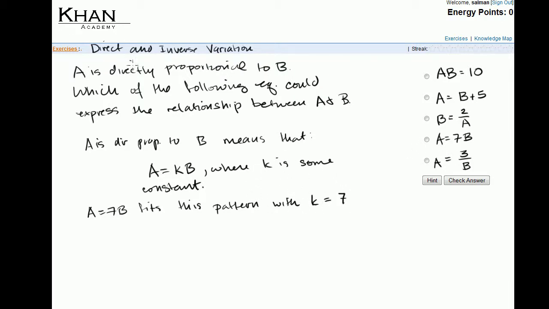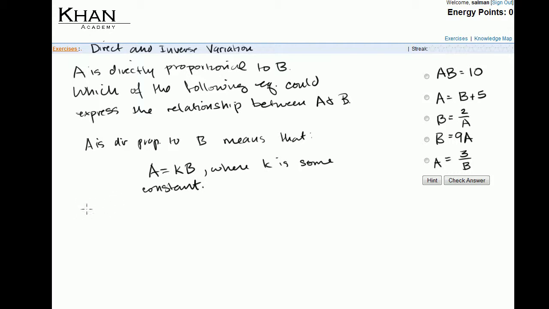Now, it's going to be a little bit more involved if we did the problem like this. If the correct answer was something like, let me clear that out, let's say we put the correct answer as B is equal to 9A. This would also be a correct answer, but it's not obvious that it fits this mold.